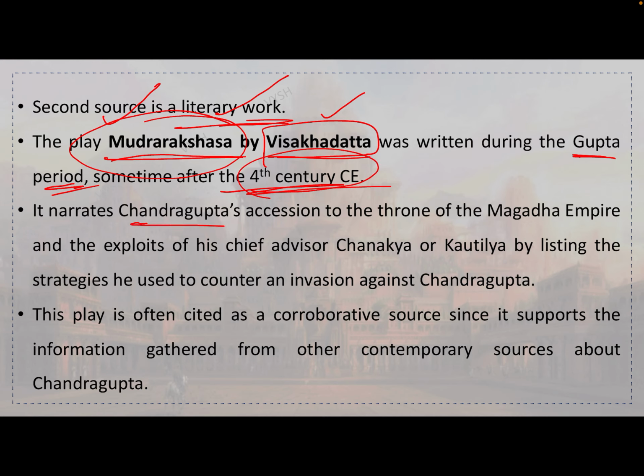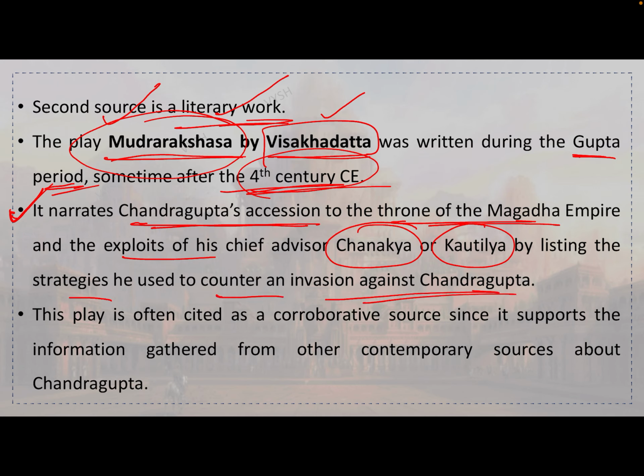It narrates Chandragupta's accession to the throne of the Magadha Empire, after around 800 years, and the exploits of his chief advisor Chanakya or Kautilya, by listing the strategies he used to counter an invasion against Chandragupta.